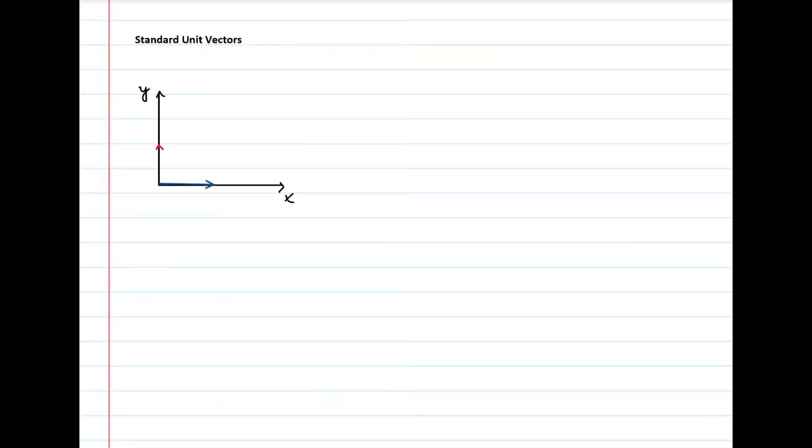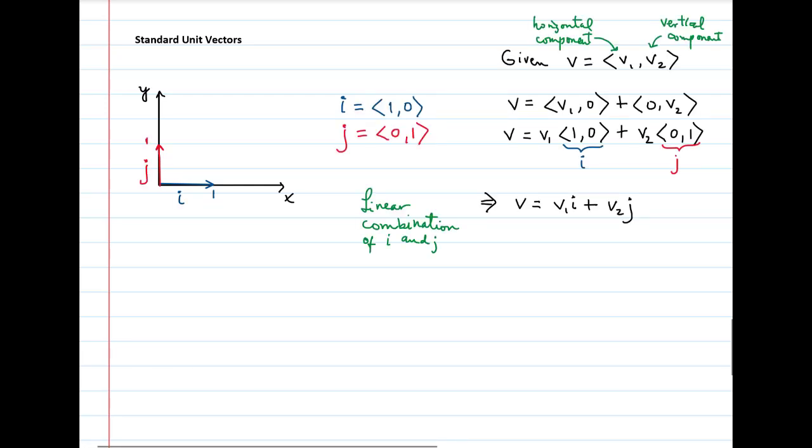Okay, now that we know what unit vectors are, we need to define what standard unit vectors are. The standard unit vectors are just the unit vectors that are right along the axes, the x-axis and the y-axis. The one in the direction of the x-axis is called i, and the one that goes along the y-axis is called j, right? And you can see the representation in component form: i is <1, 0>, j is <0, 1>.